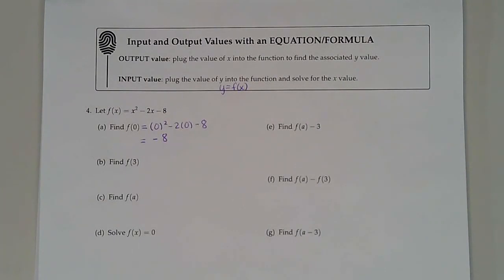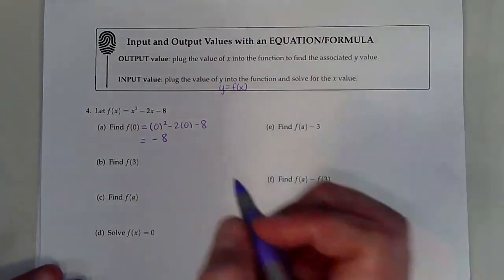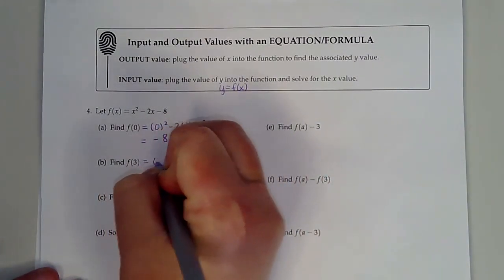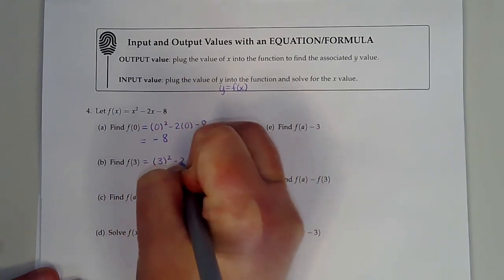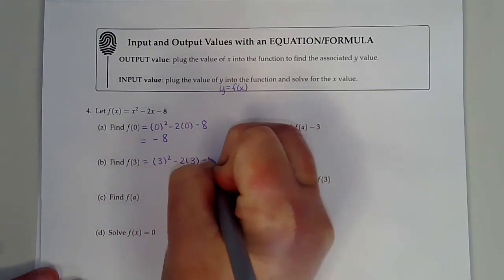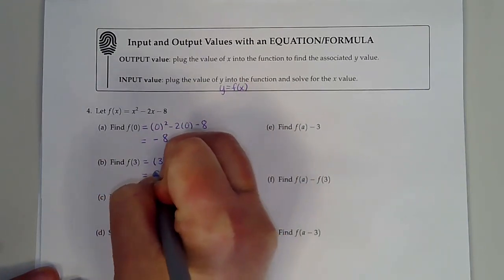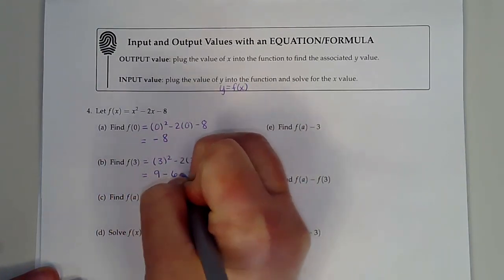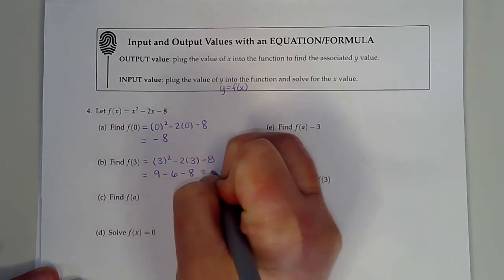All right, so f of 3, everywhere we see an x, we'll replace it with 3. So I get 3 squared minus 2 times 3 minus 8. That's 9 minus 6 minus 8, and that gives us negative 5.